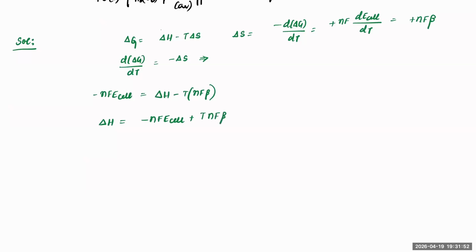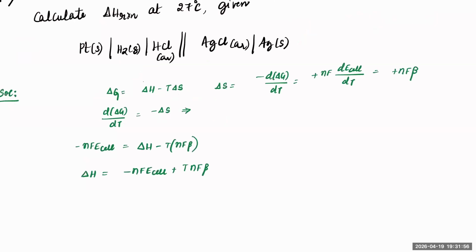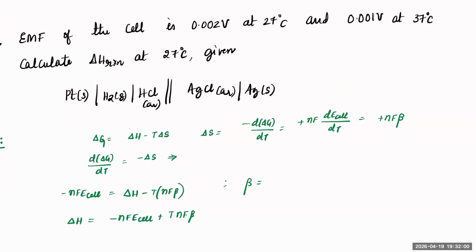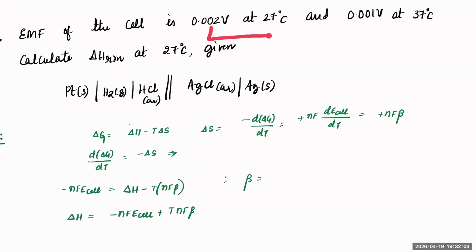The first thing we need to calculate is beta. So beta is temperature quotient. So what is the difference in the voltage with respect to the temperature difference? Check it out. So it is 0.002 minus 0.001 upon 10, which is 0.001 by 10, which means 1 into 10 raised to power of minus 4. This is the beta value.